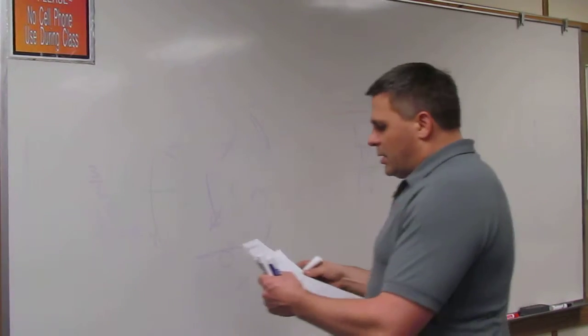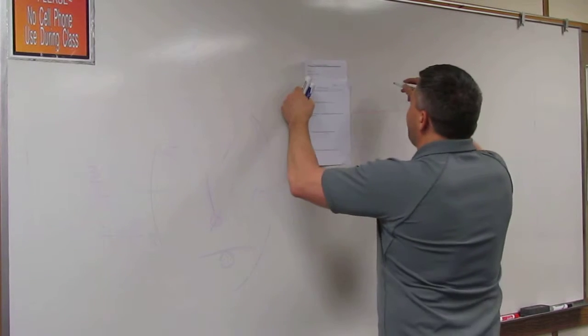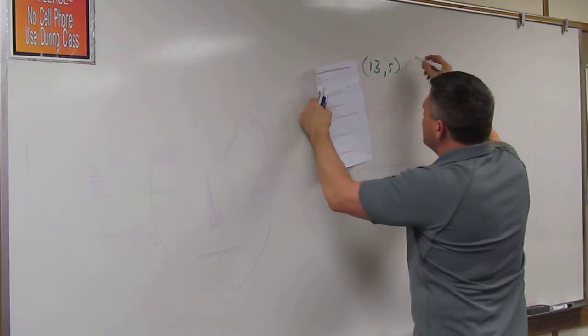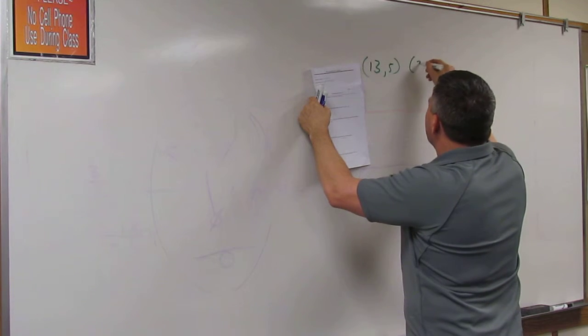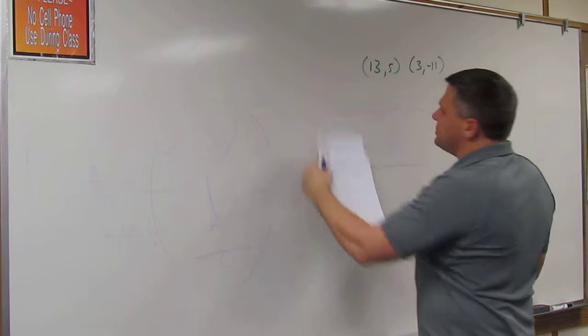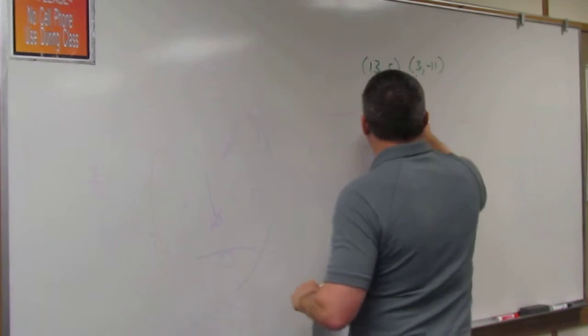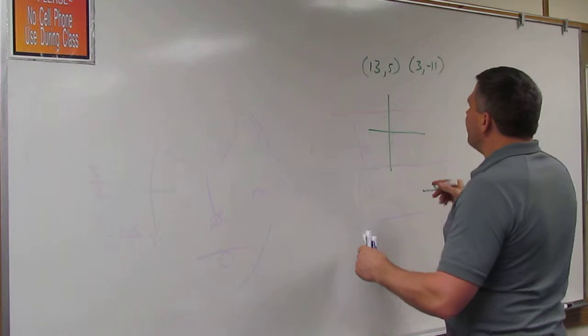Okay, finding the midpoint. If you want to find the midpoint of, say, 13 and 5 and 3 and negative 11, okay? Again, we're talking about 2 points on a graph.